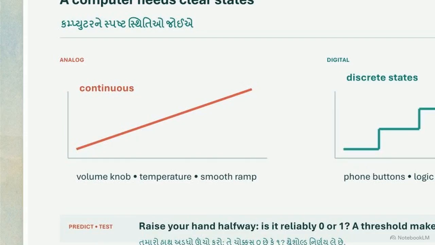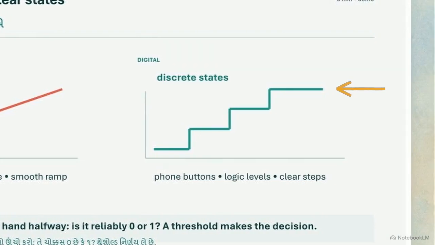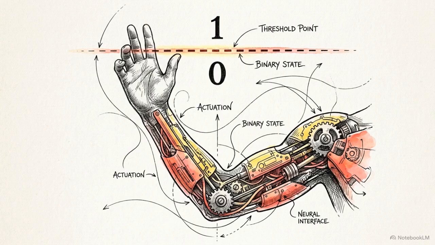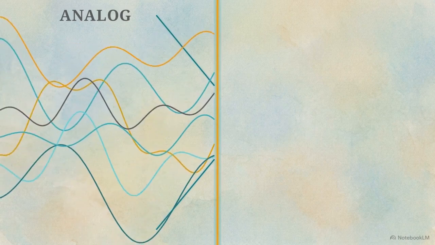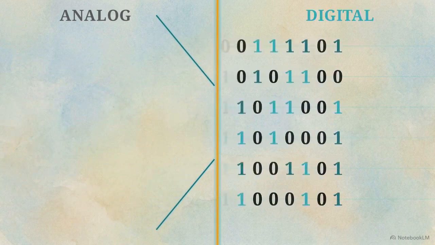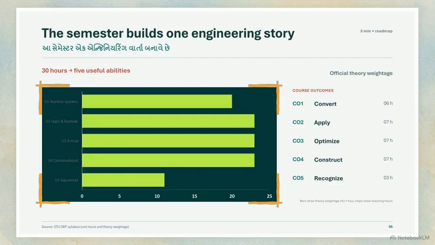The physical world we live in is continuous, like the smooth red ramp on this graph showing analog signals. But a computer requires the absolute clarity of the discrete green steps. Think of raising a hand halfway. A machine cannot process halfway. It applies a strict threshold to decide, 0 or 1. Digital electronics fundamentals is the study of that translation, how we force the chaotic world of human experience into perfect binary decisions.